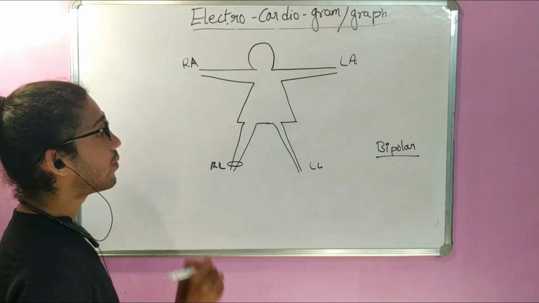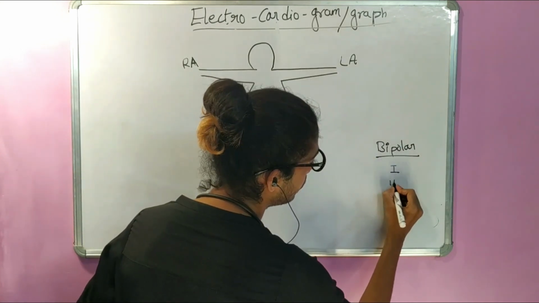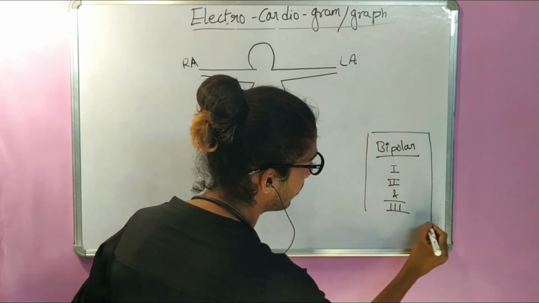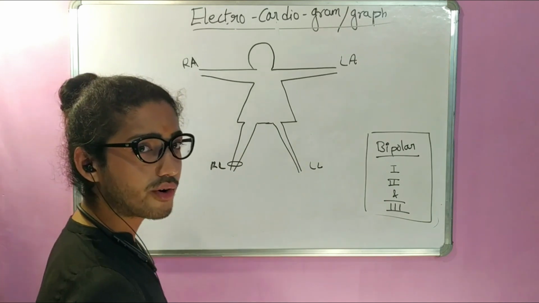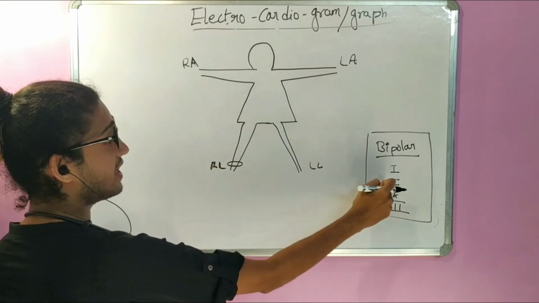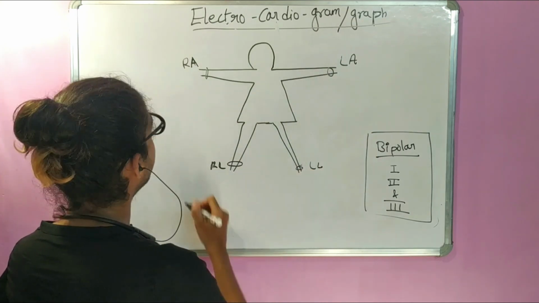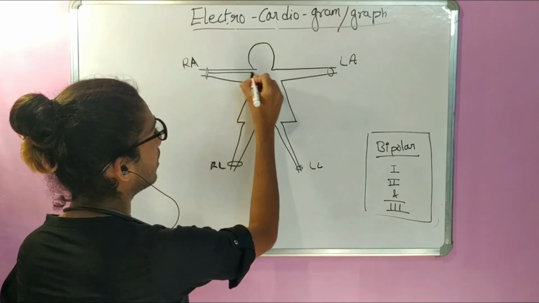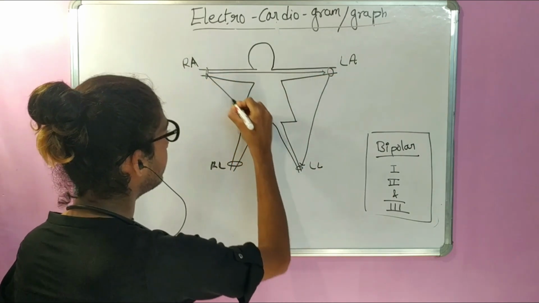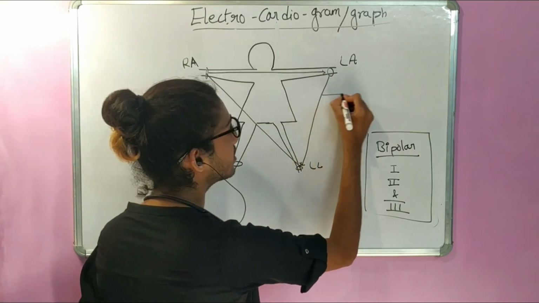And Einthoven was the first one to use 3 bipolar leads, 1, 2 and 3, to generate the first electrocardiograph. However, now the electrocardiogram is more advanced and we use more leads. So the basic leads I'm going to tell you. Here there is one electrode, here there is one. They are forming a triangle. This particular triangle is called Einthoven's triangle.